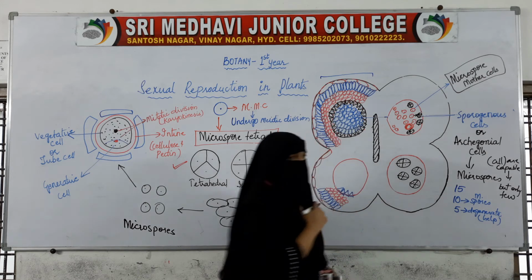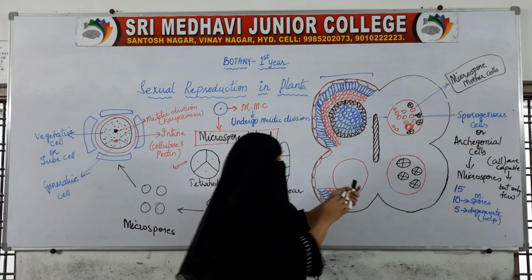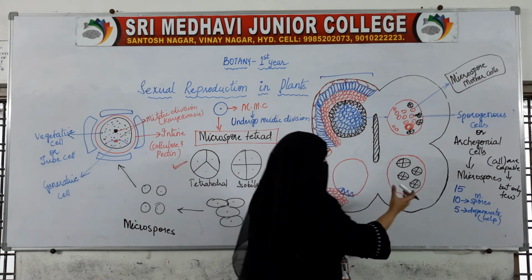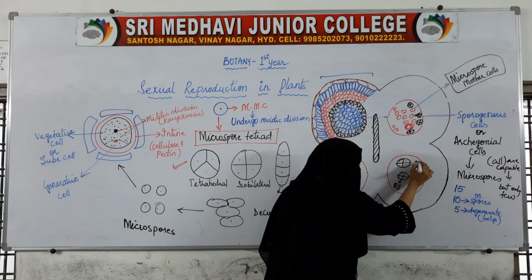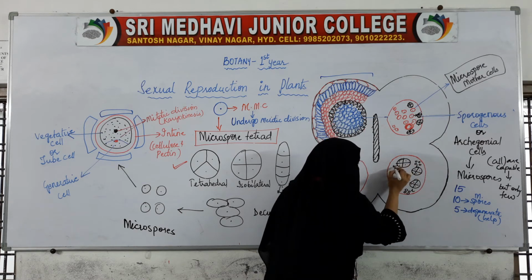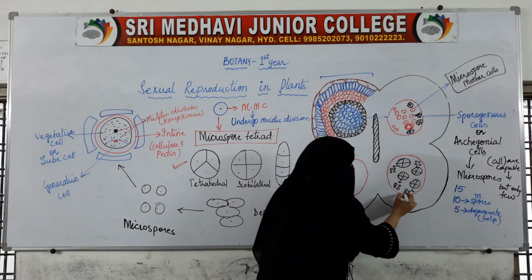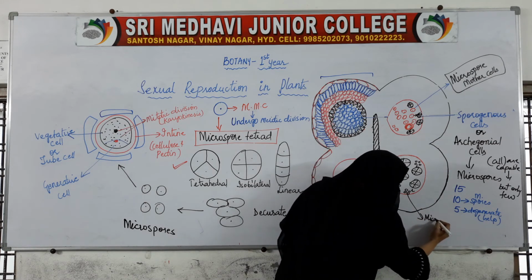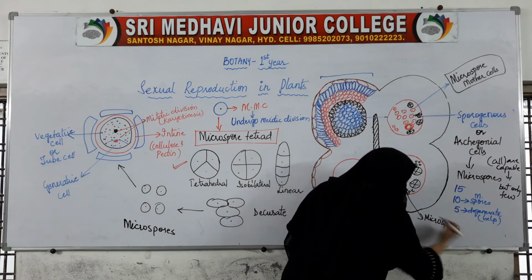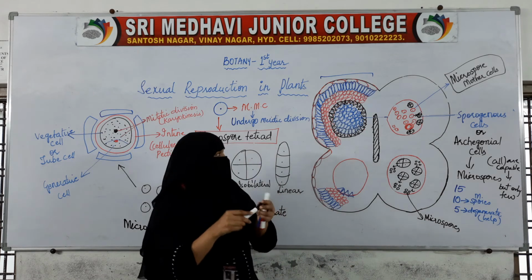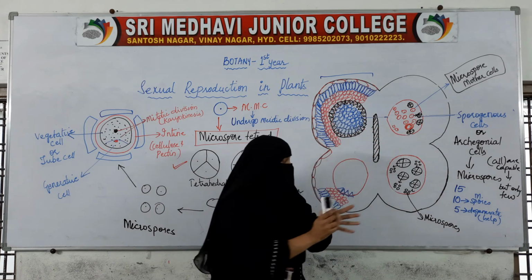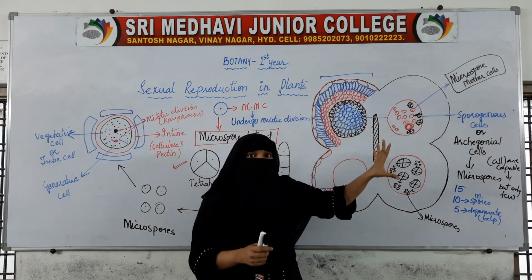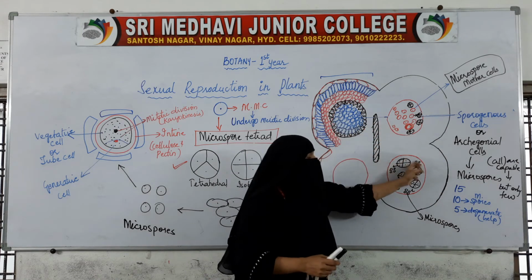They produce tetrad. Later on this tetrad gets separated and here it will produce 4 spores, and these are called microspores. It is not that the first stage is happening here and the second stage is happening here. No, all the stages are happening simultaneously in all these 4 ones.